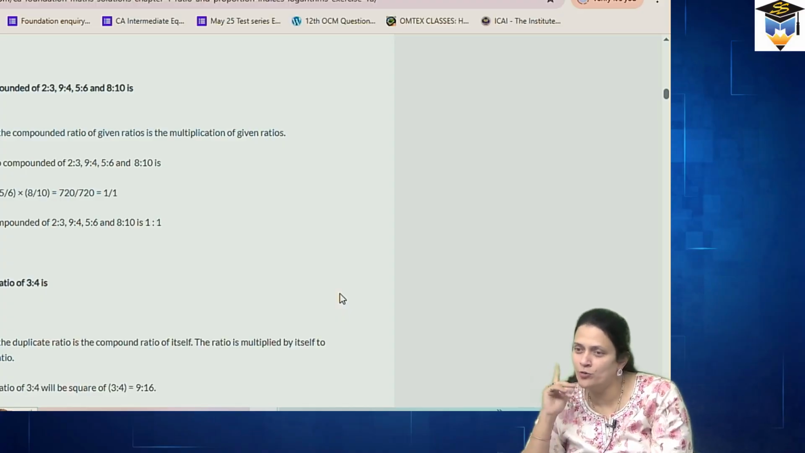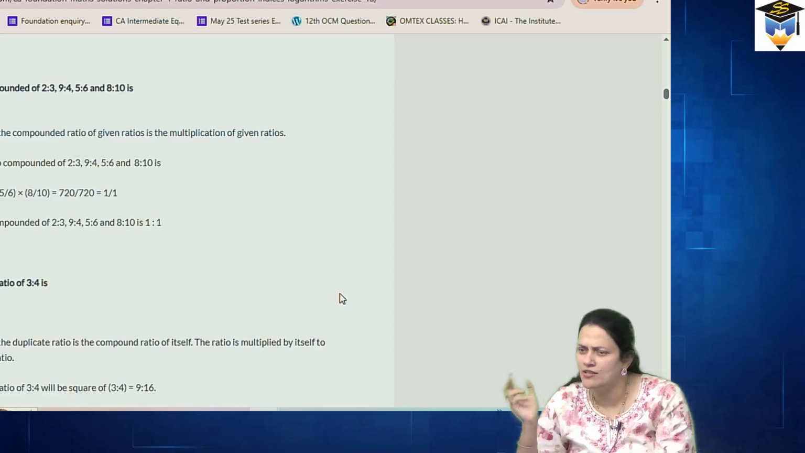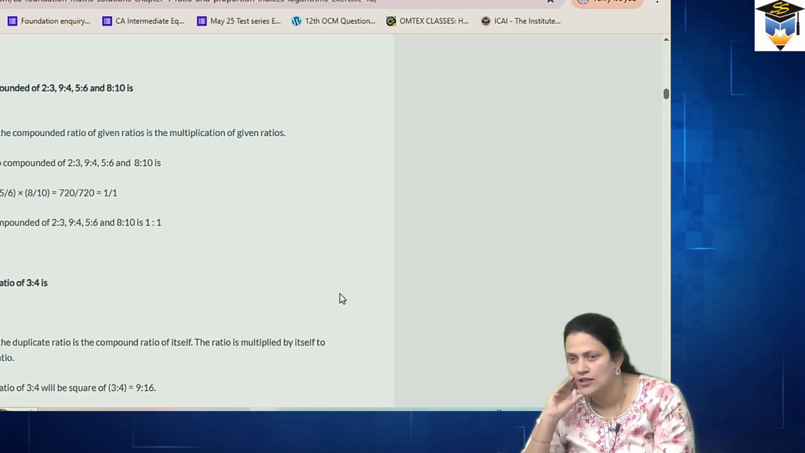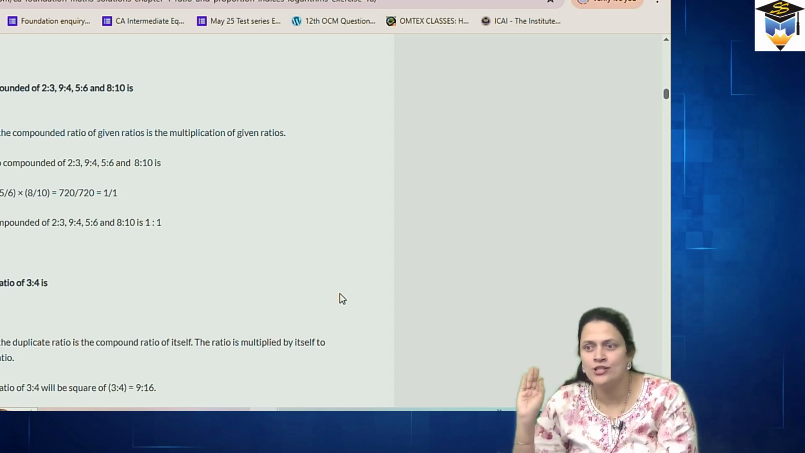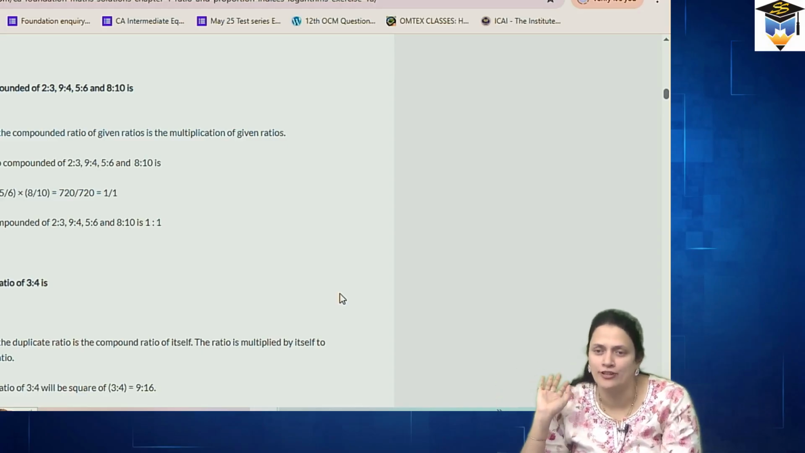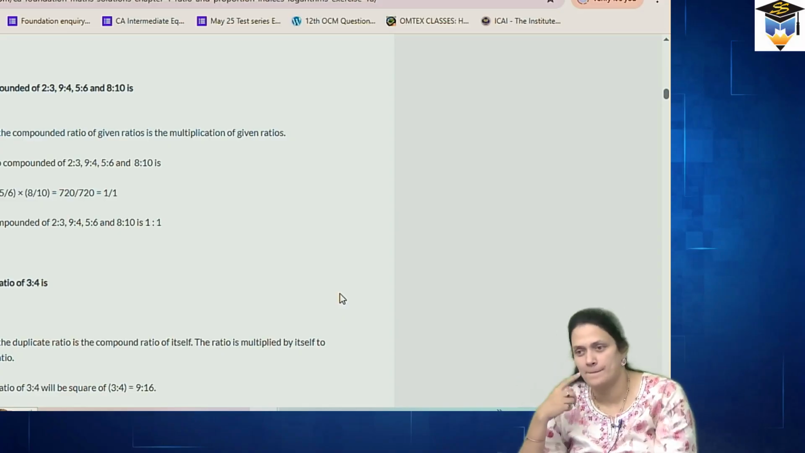Otherwise, you can do one more thing. Take the LCM of all the denominators and solve, but that becomes a bit complicated. This is easier. You will decide which is the correct solution, which you can do in less amount of time. That you have to decide.